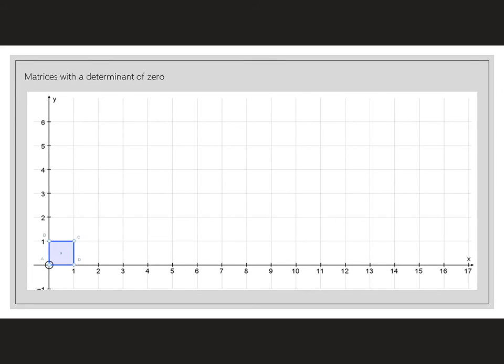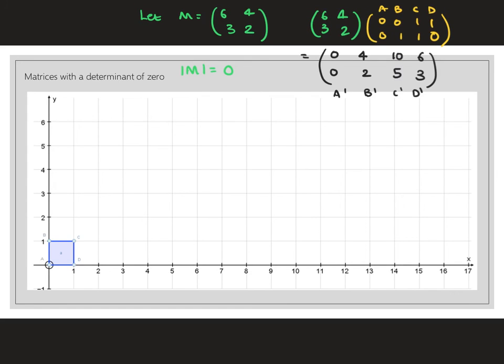So if a matrix represents the area scale factor of a transformation, what does it mean if a matrix has a determinant of 0? So I'm going to let M equal (6, 4; 3, 2), and you can see for yourself straight away that in this case, the determinant of M is equal to 0. So what happens when we apply M to our unit square again? So let's do that with a matrix multiplication and see what happens. Let's check if you got this correct. These should be the coordinates of your image.